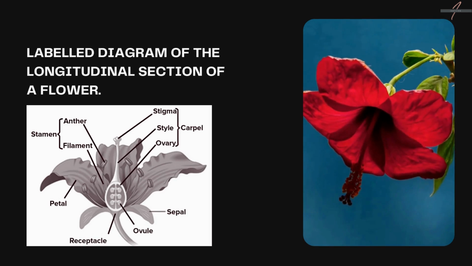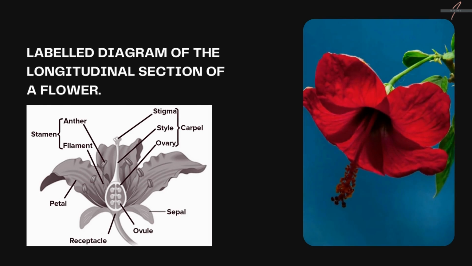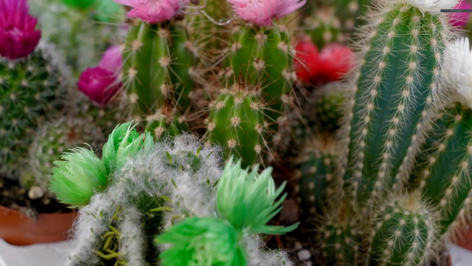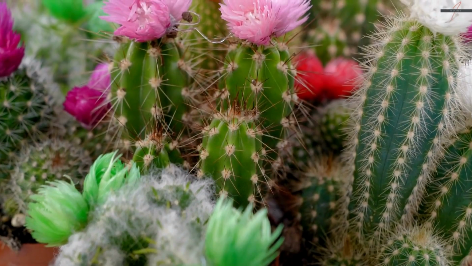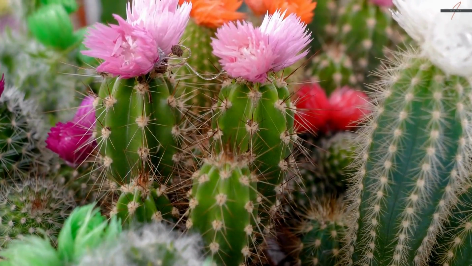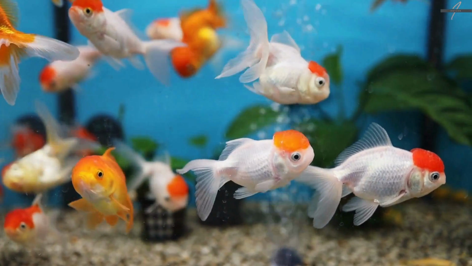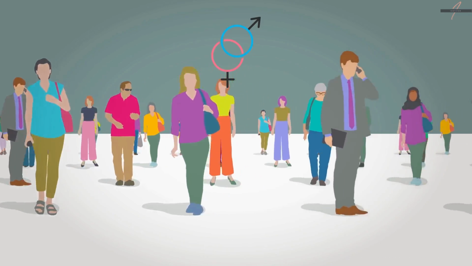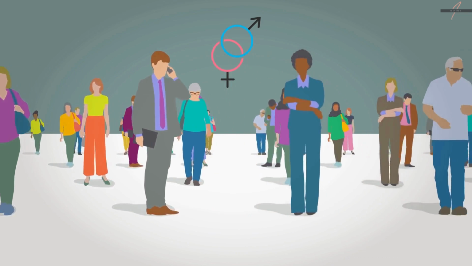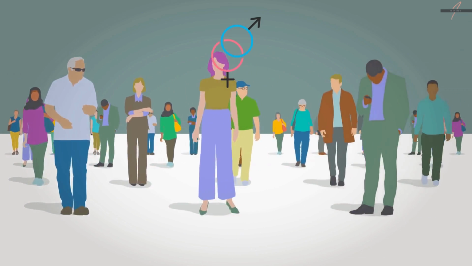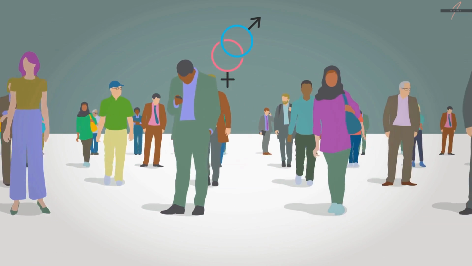Now moving on to the next topic of the day. Reproduction in human beings. So far, we have been discussing the variety of modes that different species use for reproduction. Let us now look at the species that we are most interested in, namely humans. Humans use a sexual mode of reproduction. How does this process work?